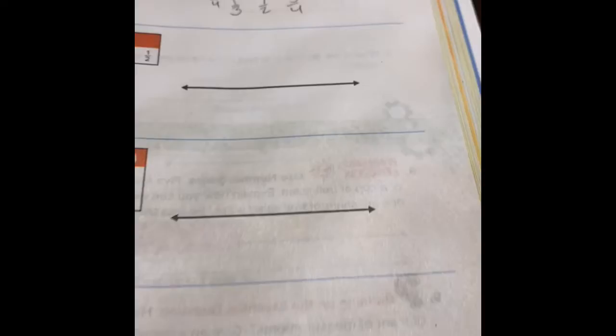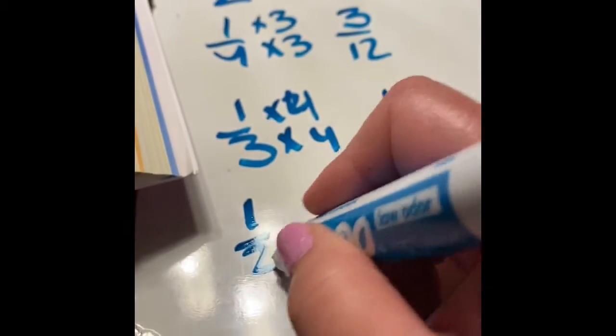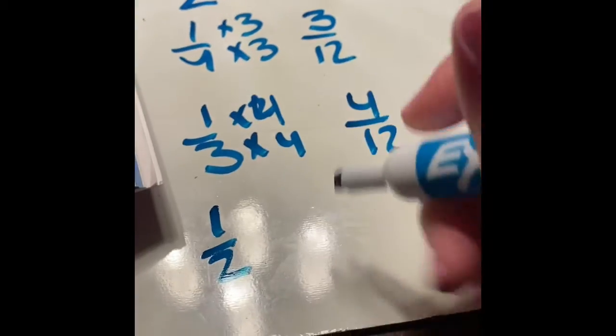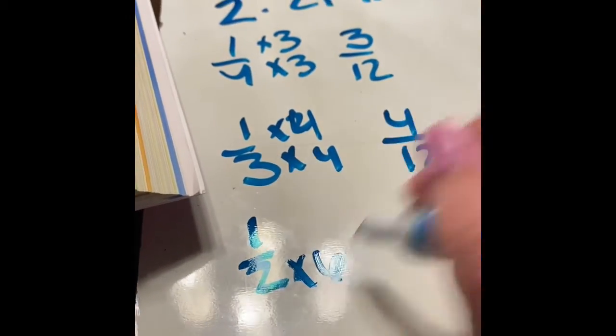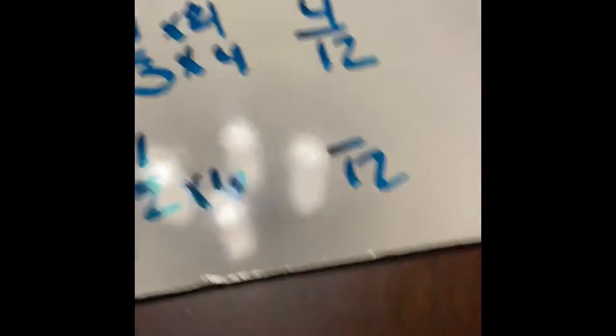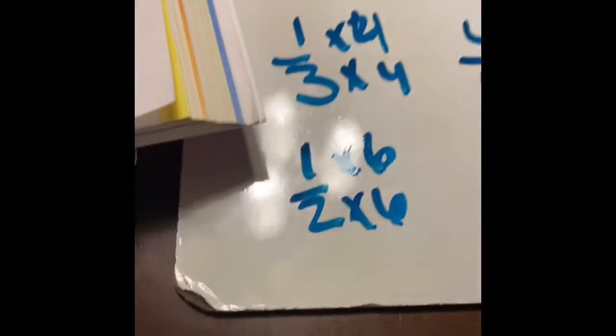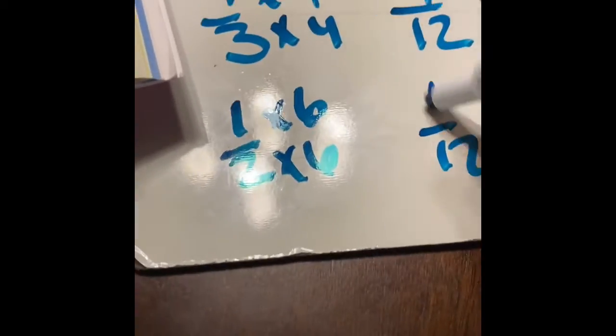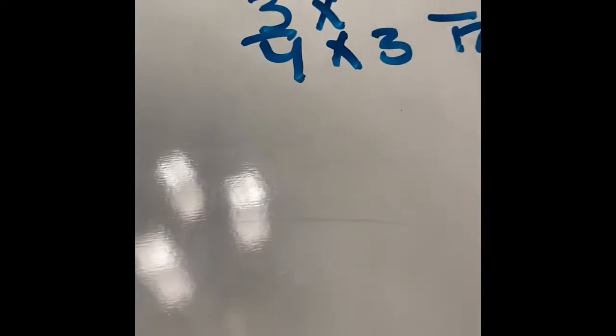Okay, my next number, 1/2. I need to multiply my 1/2 by 6 to get to 12. Whatever I do to the bottom, I need to do to the top. So all my 1/2s are now 6/12. My last one, 3/4. I need to multiply this by 3 to get to 12, so I multiply by 3 to get to 9. All my 3/4 are now 9/12.